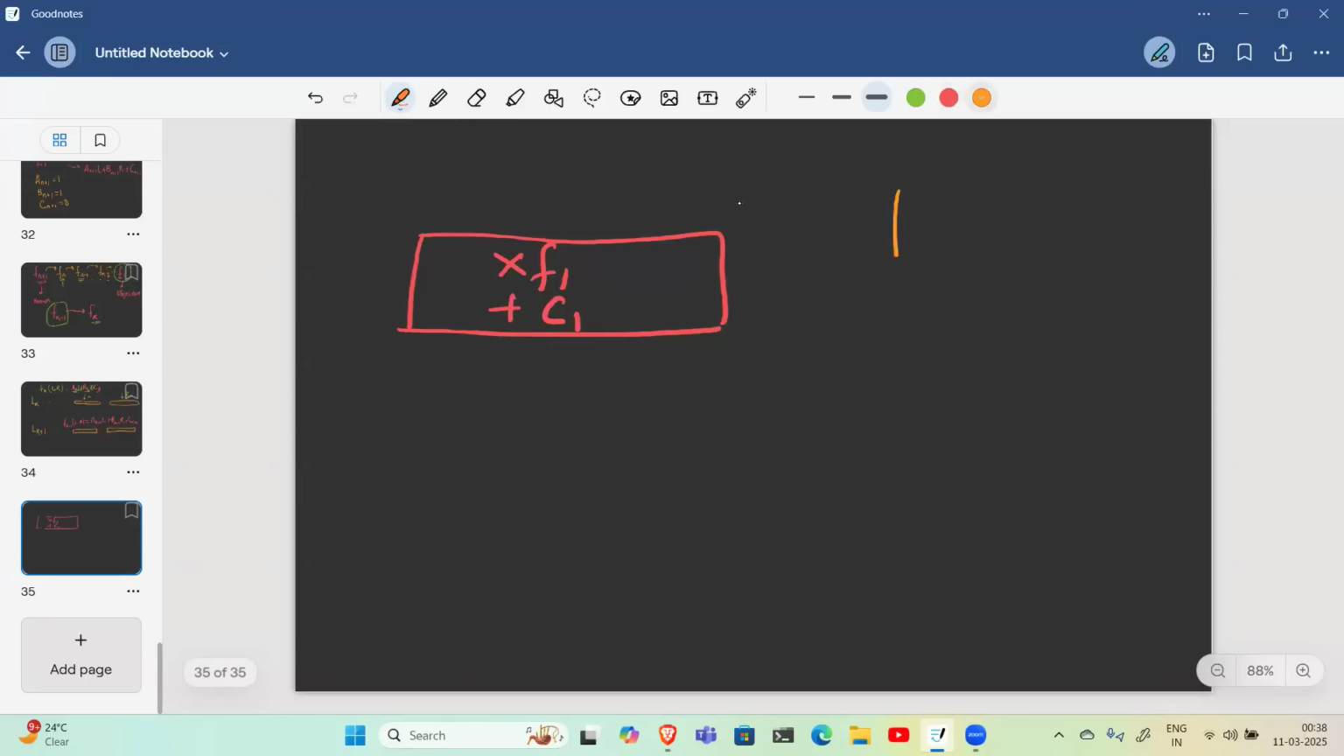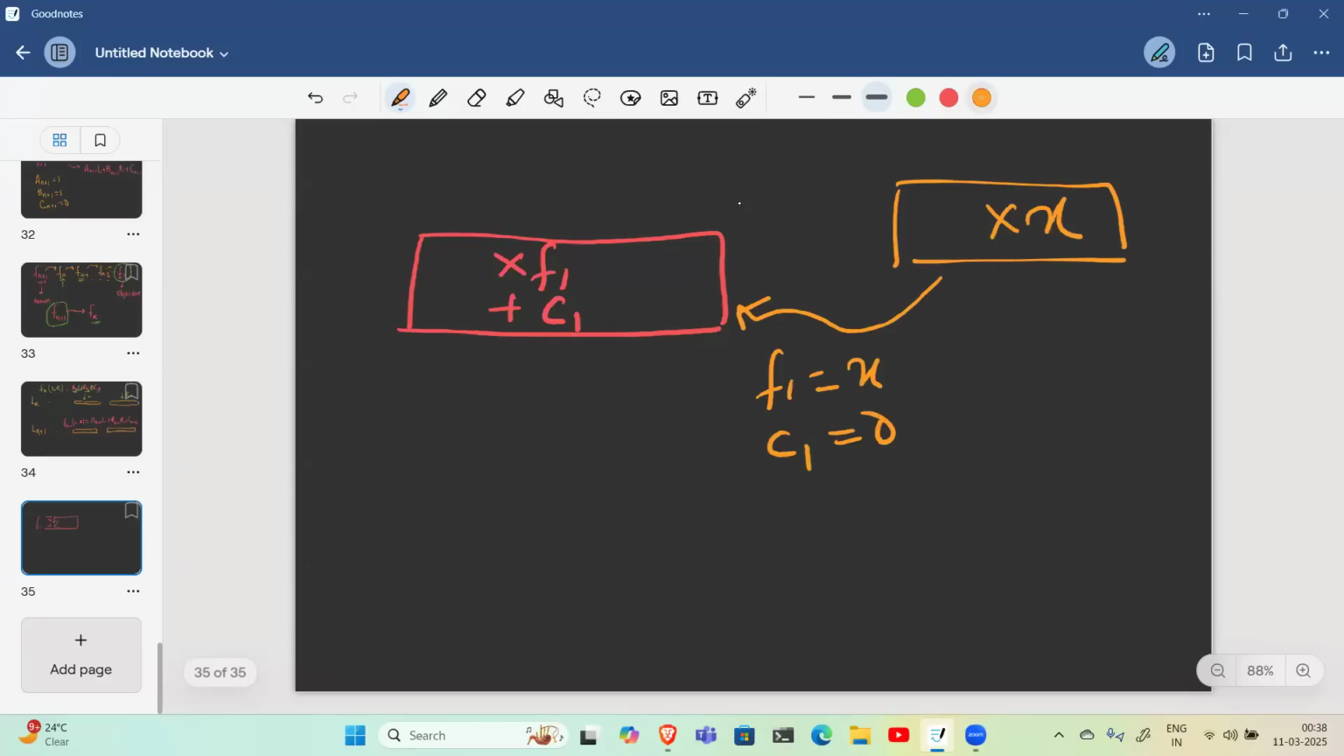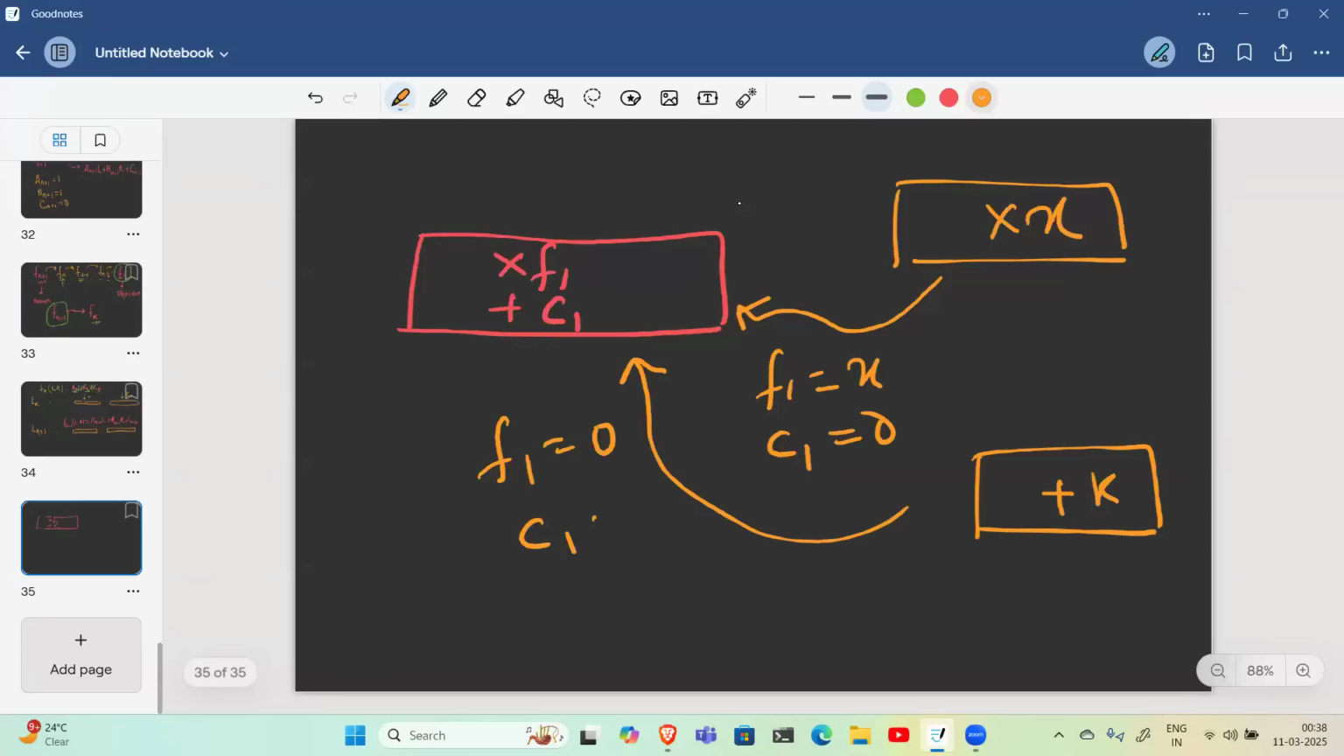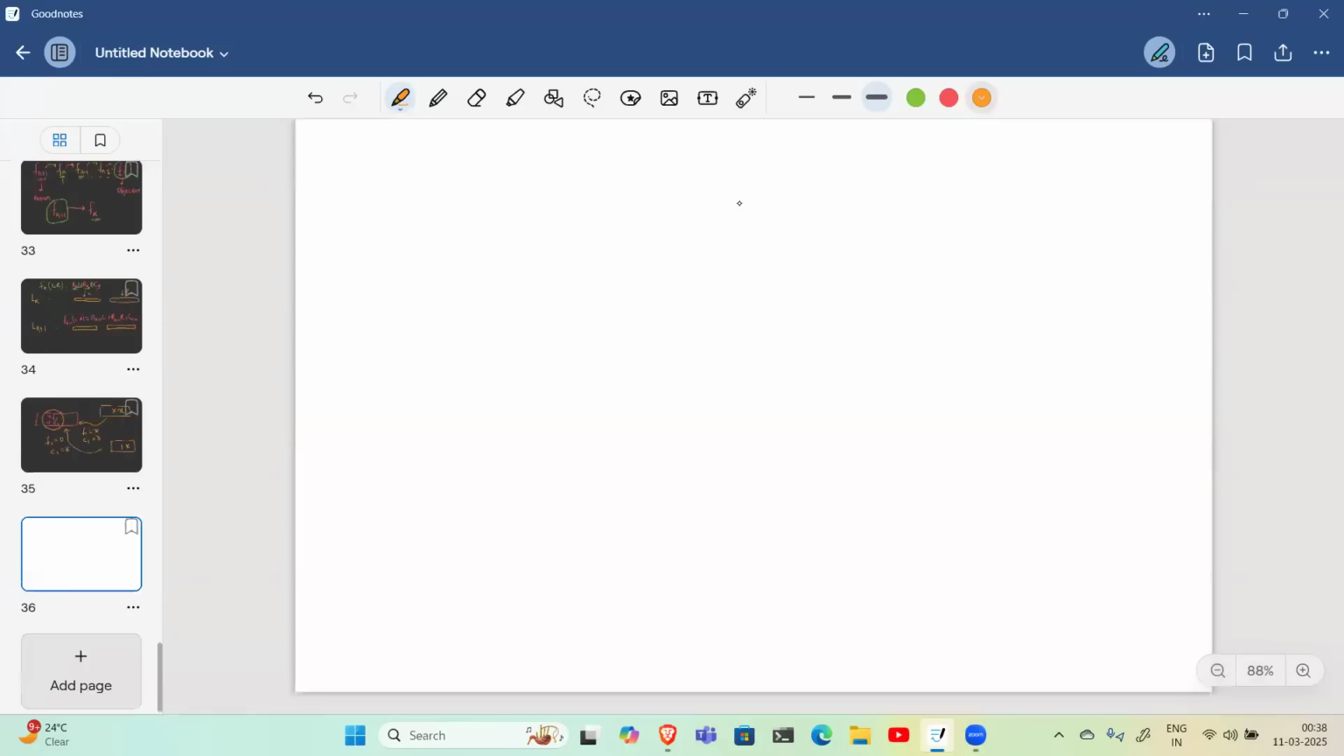So basically, if I have a gate of the form into x, I can think of it like, okay, my f1 is equal to x and my c1 is 0. And if I have some gate of the form plus k, I can think, okay, that basically means my f1 is 0 and c1 is k. So every gate I will think of in this format: into f1 plus c1.